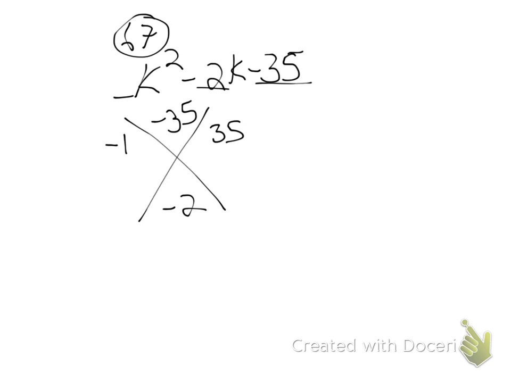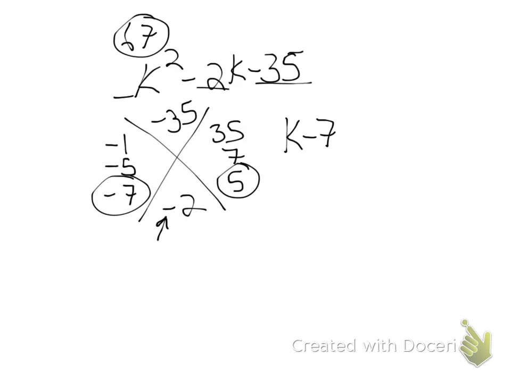Negative 3 doesn't go into there. Negative 5 and 7. Now when I take negative 5 and 7 and I add them up, I get positive 2. But remember, we want a negative 2. So all we have to do is switch the sign, and this becomes negative 7 and 5. Negative 7 times 5 is negative 35. Negative 7 plus 5 is negative 2. So those are our factors, and this becomes K minus 7 times K plus 5.